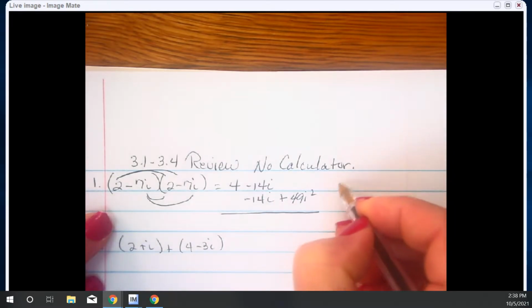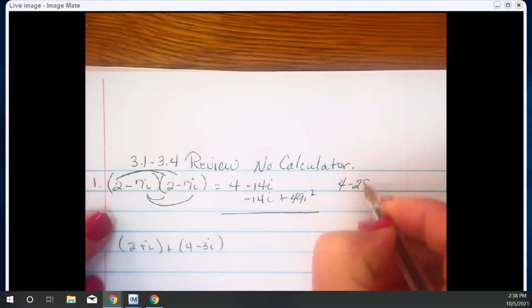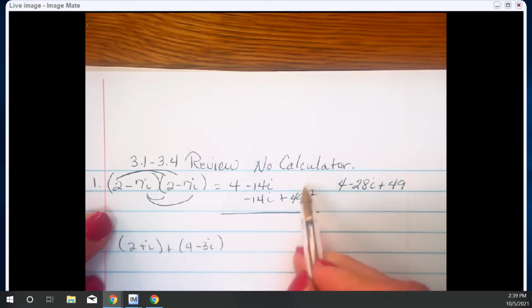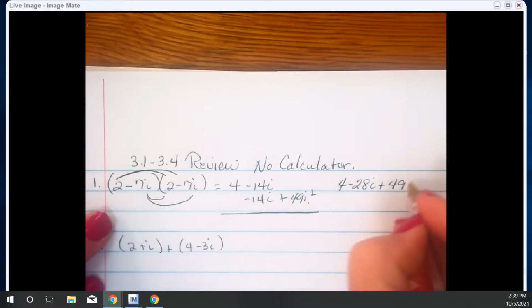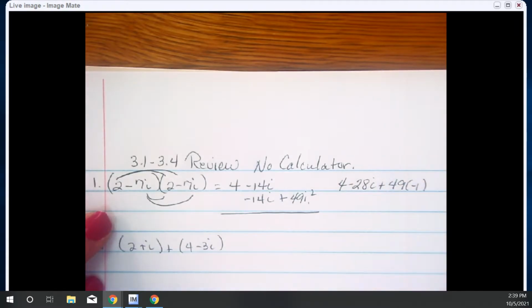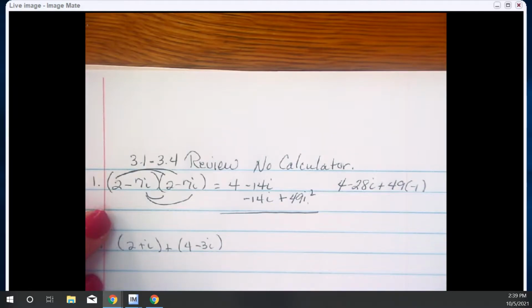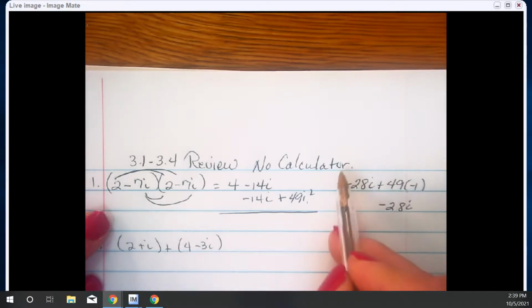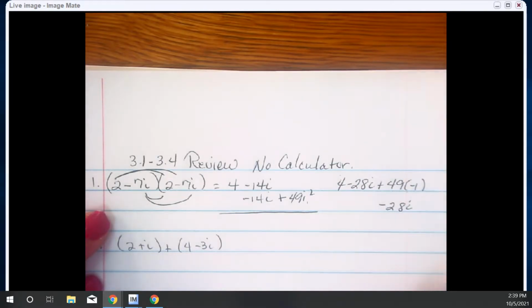Combining like terms, we get 4 minus 28i. And you remember when we did i squared and we defined i squared is a negative 1. Replace negative 1 for i squared. In standard form means the imaginary number comes last and the real number part comes first. Negative 49 plus 4.